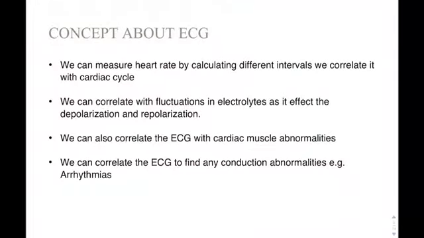First of all, we will talk about the concept of ECG and the benefits from ECG. First, we can measure the heart rate by calculating different intervals such as RR intervals. Second, we can correlate with the fluctuations in electrolytes such as sodium, potassium, calcium, as they affect the depolarization and repolarization. Third, we can correlate the ECG with cardiac muscle abnormalities or conduction system abnormalities such as arrhythmia.